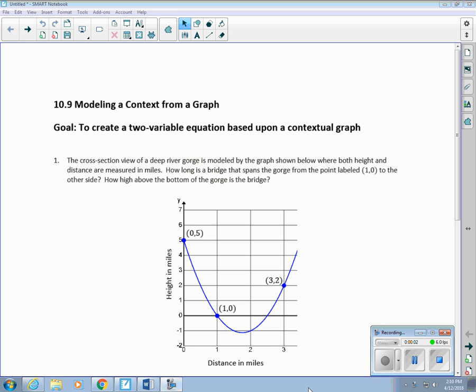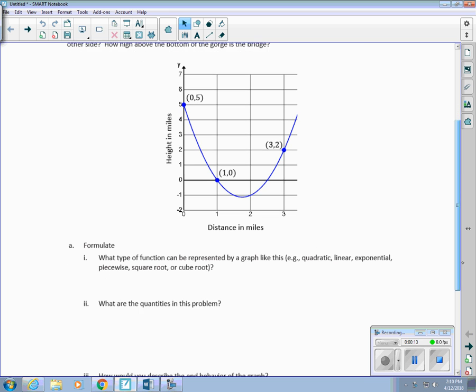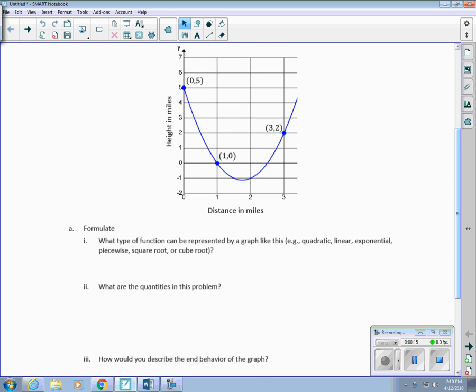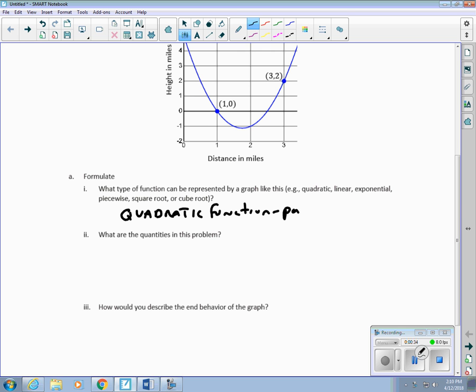So continuing on with our modeling of different types of functions, now we're going to model a function based upon a graph. As you can see, this is talking about the Deep River Gorge, and obviously this looks to be a parabola-shaped figure, and therefore a quadratic type of equation. So in answering the first part, this is a quadratic function. It's a parabola shape.